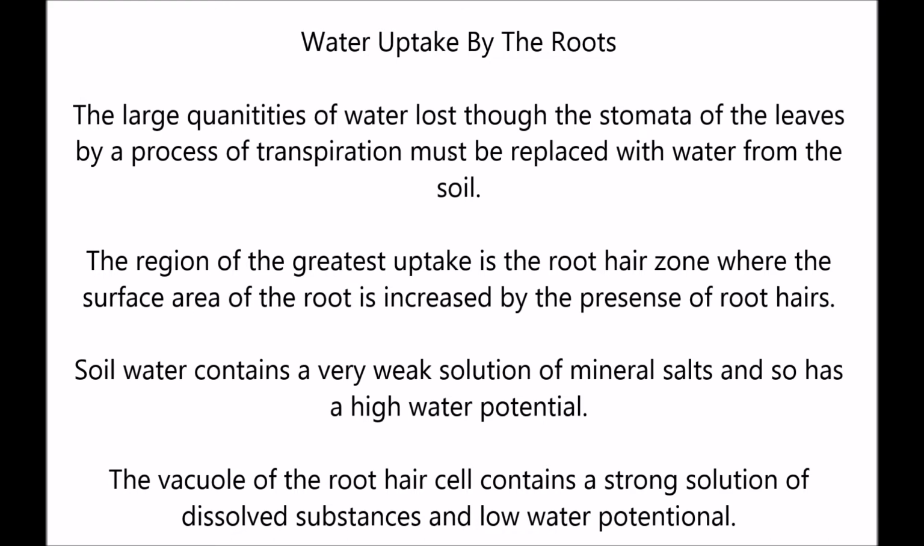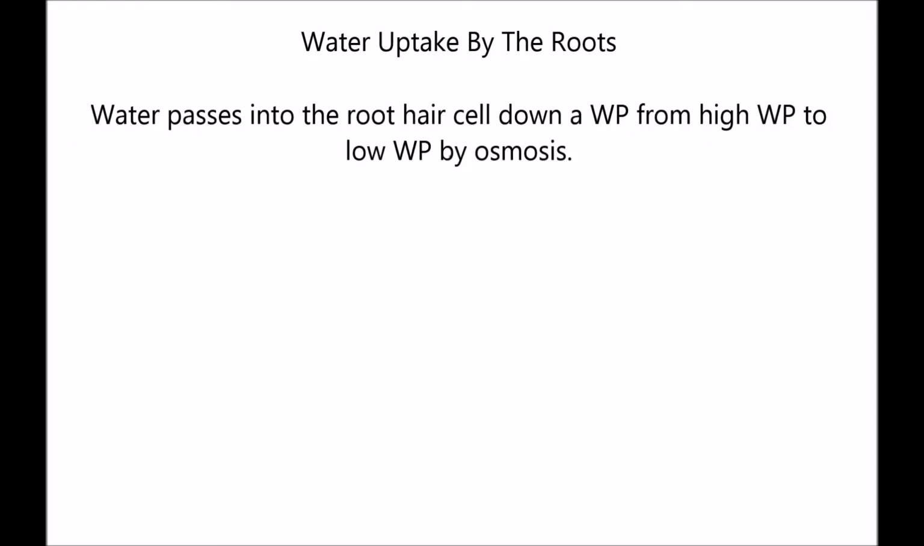Soil water contains a very weak solution of mineral salts and so has a high water potential. The vacuole of the root hair cell contains a strong solution of dissolved substances and has a low water potential. Water passes into the root hair cell down a water potential gradient, from high water potential to low water potential, by osmosis.